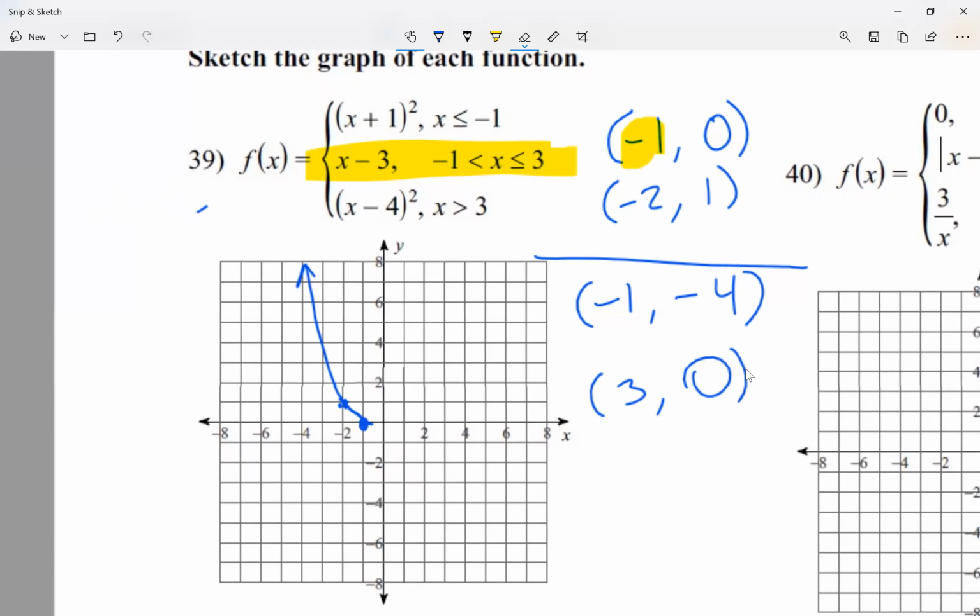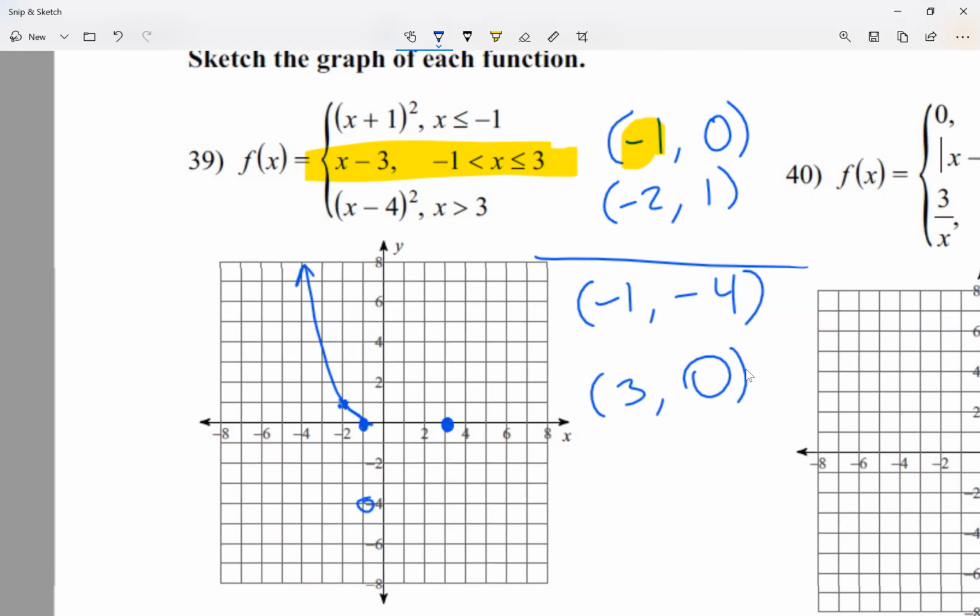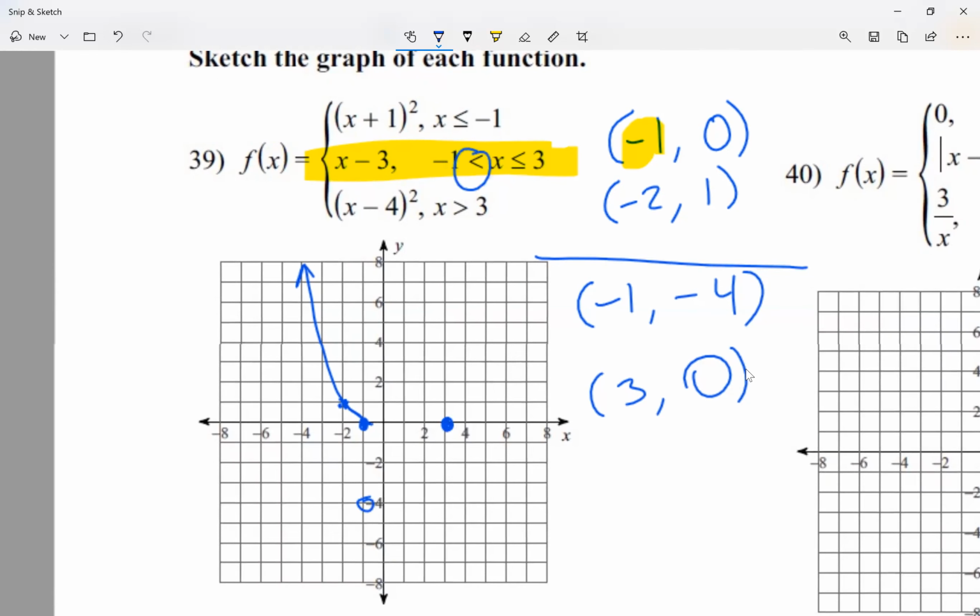In geometry, last year, we learned that a line, as long as I have 2 points on the line, I can draw it, right? So here, my first point, (-1, -4). That's an open circle, right? The other point is (3, 0). And that's a closed circle, right? I know it's an open circle based on the inequality signs. I have 2 points on that line, so I'm going to connect them.